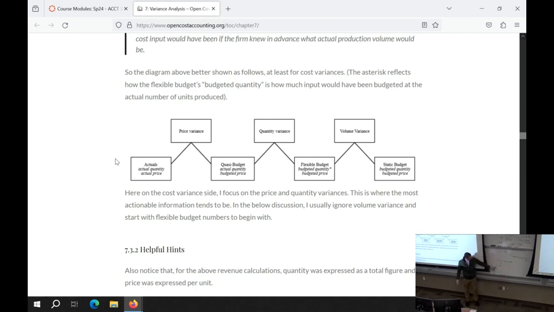32,000. Now, I've never been satisfied with the term used in textbooks for this. Some of them just leave it untermed. I call this the quasi-budget in the book here. It's actual quantity at budgeted price. So we have actual quantity of direct labor hours, and we're specifically talking about input units, quantity of input units, and the budgeted price, which is $10. So 32,000 at quasi-budget versus 30,000 at the flexible budget.